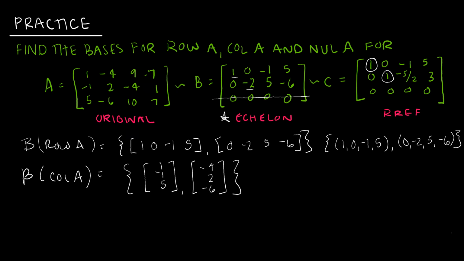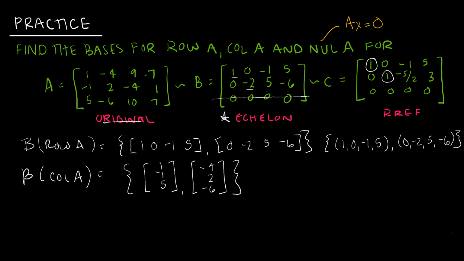So that is the basis for the column space of A. It's the pivot columns, but it's the original pivot columns. And then, of course, we've got our null space. And if you'll recall, the null space of A is found by saying that AX is equal to 0.